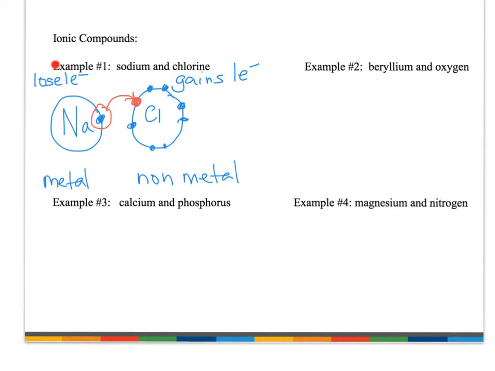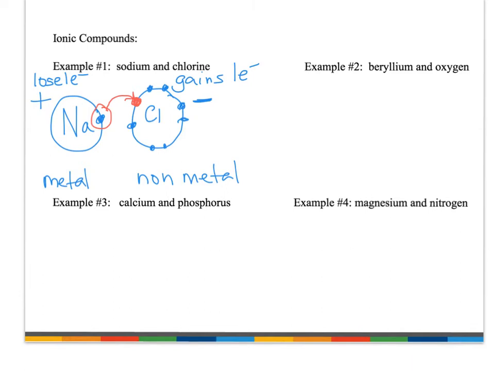So we say that sodium loses 1 electron, and chlorine gains 1 electron. When you lose an electron, an atom becomes more positive because the electron's negative. When you lose it, you become more positive because now you'll have more protons than electrons. When chlorine gains an electron, it becomes more negative because now it has more electrons than it has protons. So it's very important to get the idea that when you lose an electron, the atom becomes more positive, and when you gain an electron, the atom becomes more negative.